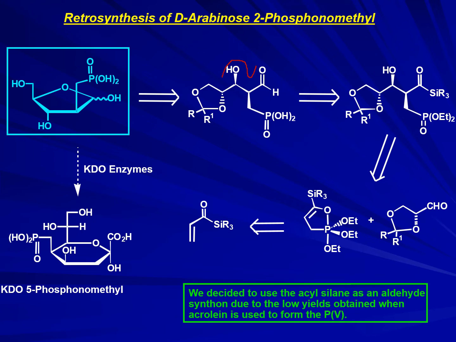For those of you that are unfamiliar, that's basically your aldehyde with your alcohol, or your aldol retron. We can get that from the chiral aldehyde and the corresponding pentacovalent oxyphosphylene, which we get from this desired enone. We decided to use the acylsilane as the aldehyde synthon due to the low yields obtained when acrolein is used in the formation of the P5.